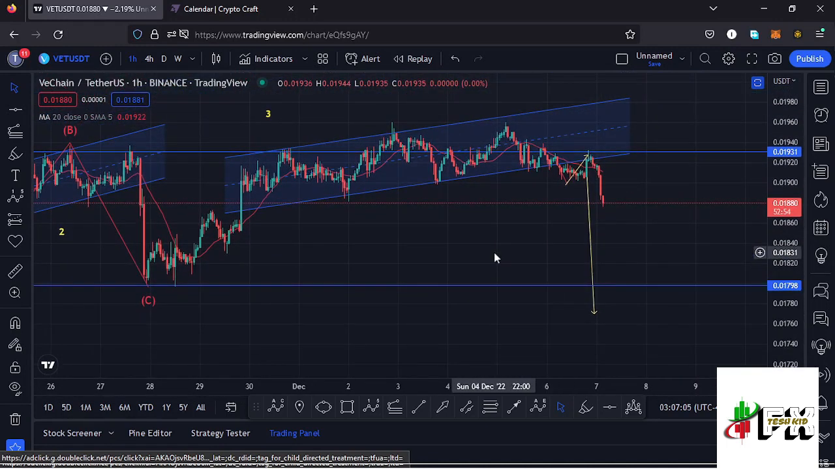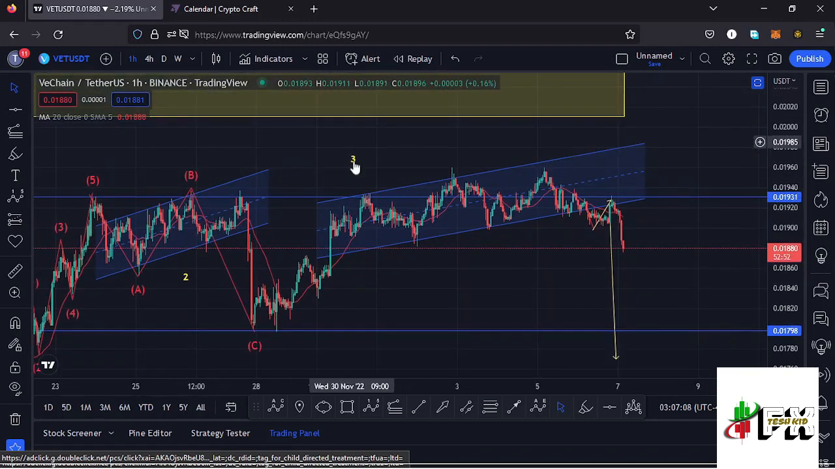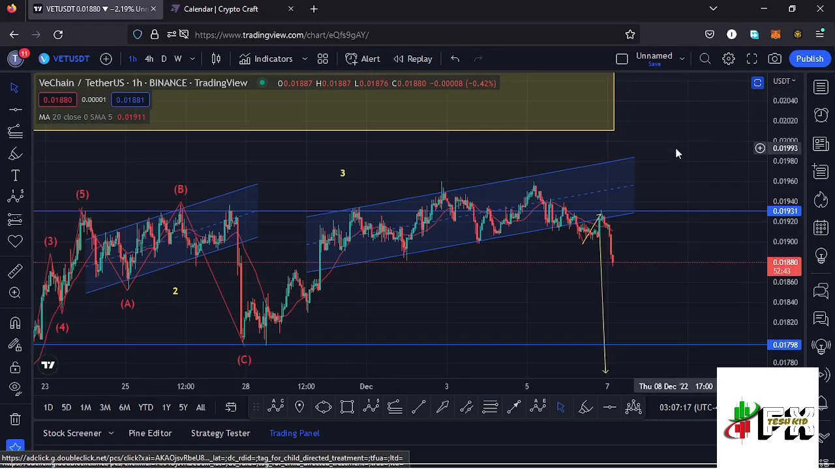But for now, my primary scenario is that we're in the formation of this wave 3 to the upper side, and I expect a reversal from what we are seeing over here, and then continue pushing even higher to fully maximize the fib level 1.618 in the formation of that wave 3 to the upper side.